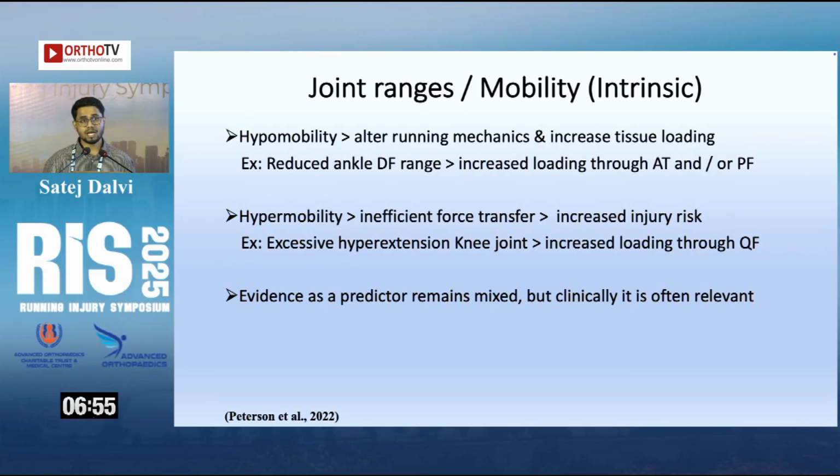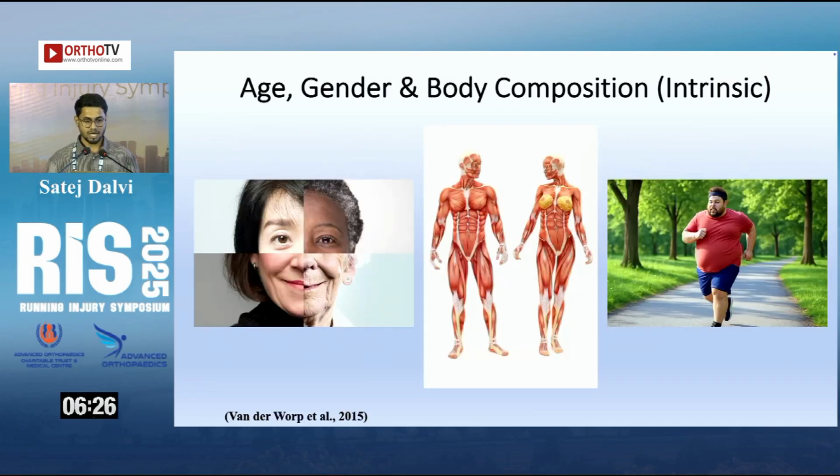Mobility, both hypomobility and hypermobility, will have negative impacts. For example, if someone has reduced dorsiflexion range, it will increase loading through the Achilles tendon and the plantar fascia. Excessive mobility also can impact the way your muscles will function. So if you have hyperextension, let's say at the knee joint, you will have increased loading going through the quadriceps. Although evidence is mixed when it comes to mobility as a risk factor, we are all aware that clinically it is quite relevant.